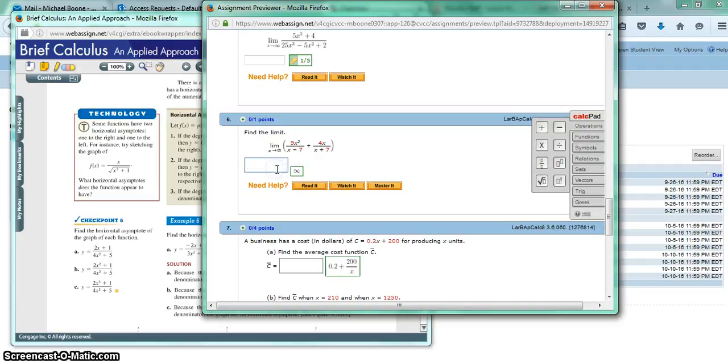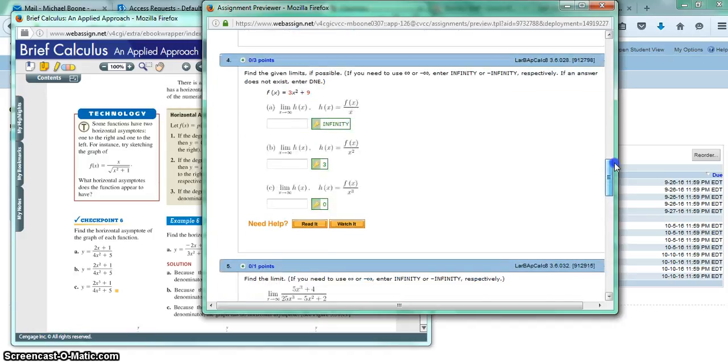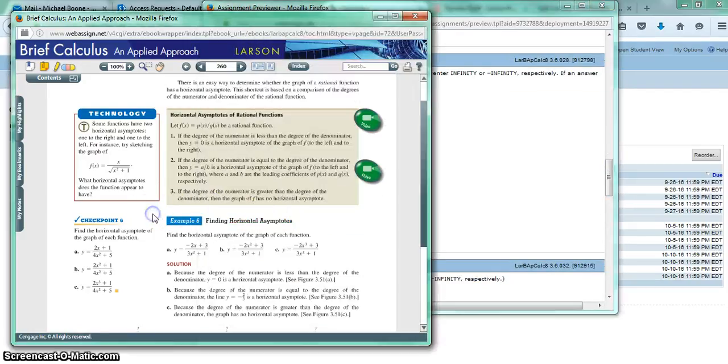Also on Desmos, just an FYI, if you type in infinity, you get the infinity symbol. But this one, no supplement really needed. Just some of these basic rules and some rules from the past.